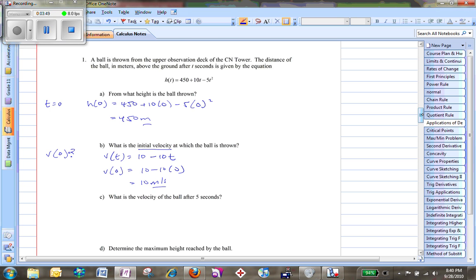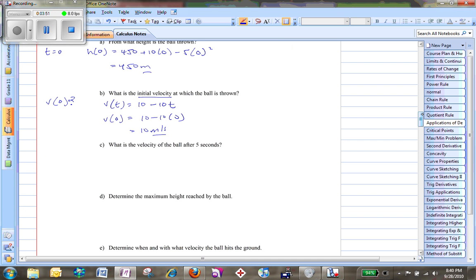It says, what is the velocity of the ball after 5 seconds? Well, that's v of 5. Simply sub in 5 into the equation that you have, which is minus 40 meters per second. Now this makes sense because the object is being thrown down off the observation deck, so of course the velocity will be negative.